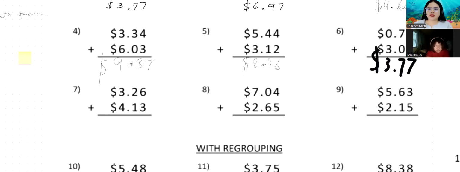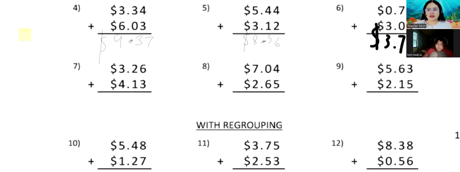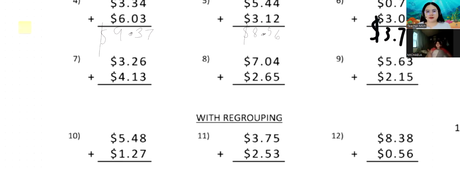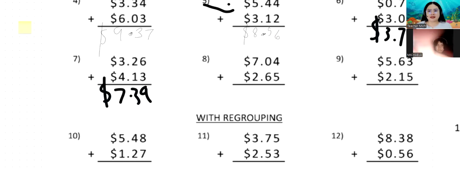Good job. How do you read that one again? $3 and 77 cents. Okay, how about in number 7, anak? Good job. That is $7.39. How about in number 8?